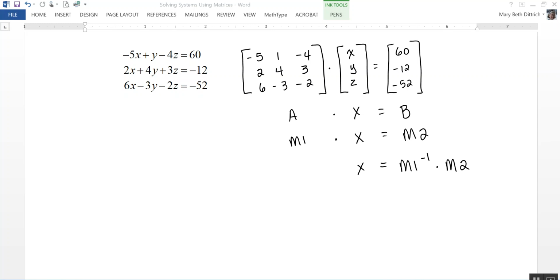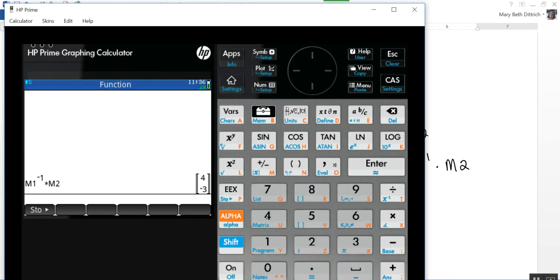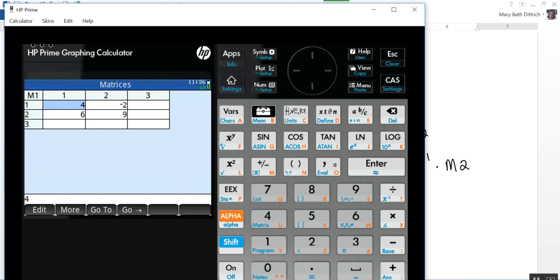So let's go back to our calculator here, and I think I can just overwrite the elements here. So in M1, this is going to be my coefficient matrix. I can do -5, 1, oops, I actually want this one over here, -4, and then 2, 4, 3, and 6, -3, -2. And there's my coefficient matrix.